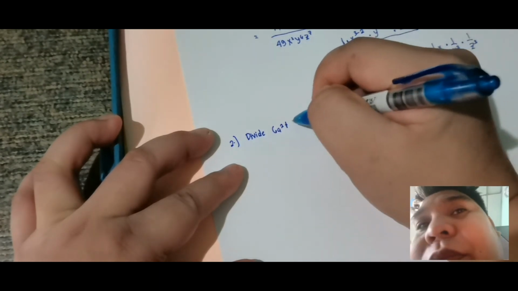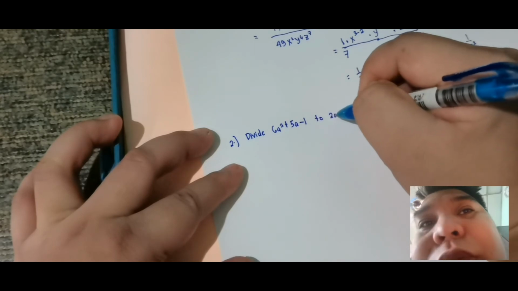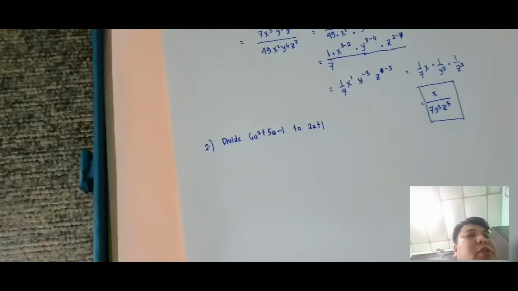Okay, so, divide 6a squared plus 5a minus 1 by 2a plus 1. So, ayan na naman yung word na by. So, ano sabi ko ng word na by? So, pag divide a by b, ganun pa rin yun. So, parang a divided by b. So, walang magbabaliktad. Yung from kasi yung medyo kakaiba dito.